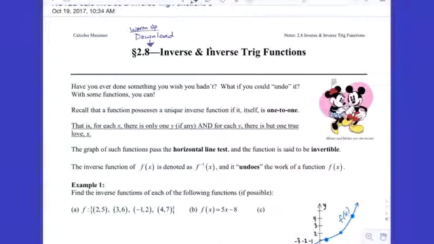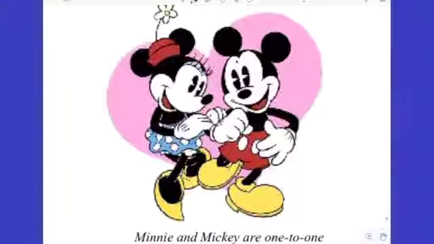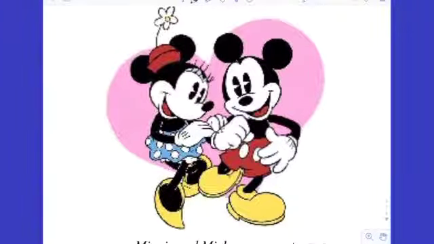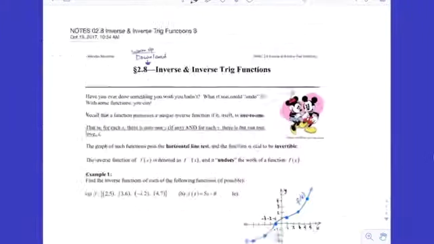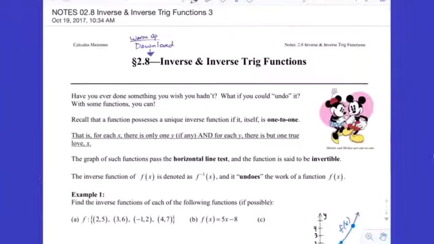All right, today we're going to tackle inverse and inverse trig functions. And if you look at Minnie and Mickey there, it's kind of like we're taking a vacation to Disney World. Kind of, because it's going to be that much fun. All right, inverse and inverse trig functions.